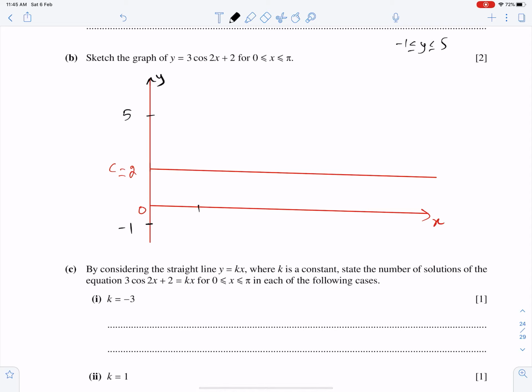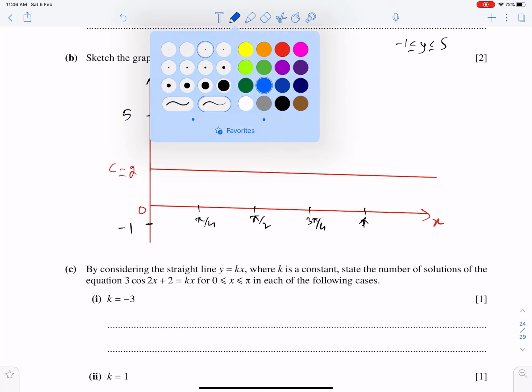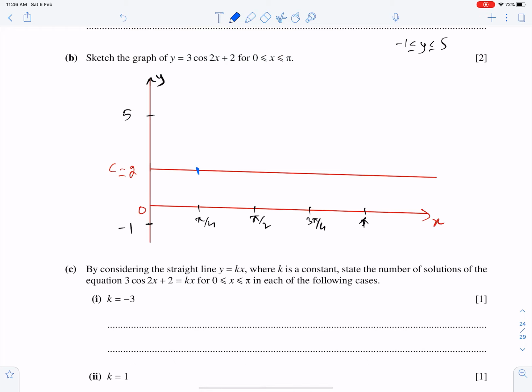So this is pi by 4, this is pi by 2, this is 3 pi by 4, and this is just pi, sorry. And this will be the graph of cos. It will pass from here. This is the first point, second point, third point, the fourth point, and the last point. This is the sketch of this function.